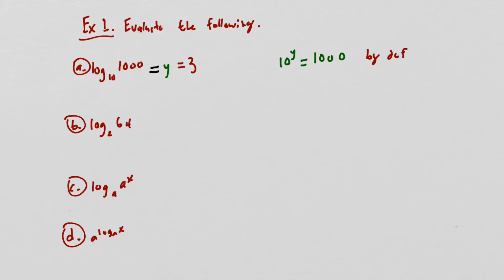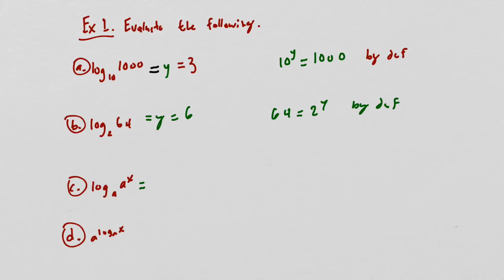Moving on to part B, again, let's set this equal to y, and then rewrite this using the definition of an exponential. This is going to be 64 is equal to 2 raised to the y. The only y value that's going to solve this equation is going to be 6. This is going to be then 6. Again, this is by definition.